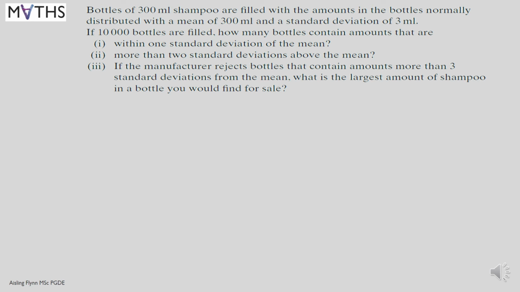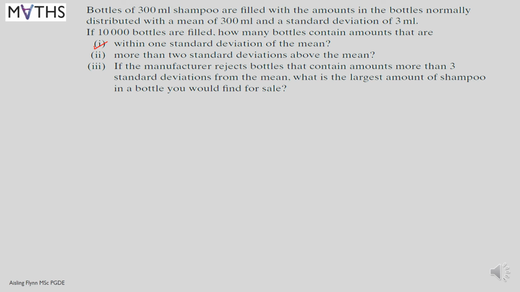Okay, another example. Bottles of 300 milliliter shampoo are filled with the amounts in the bottles normally distributed with a mean of 30 mils and a standard deviation of 3 mils. If 10,000 bottles are filled, how many bottles contain amounts that are within one standard deviation of the mean?